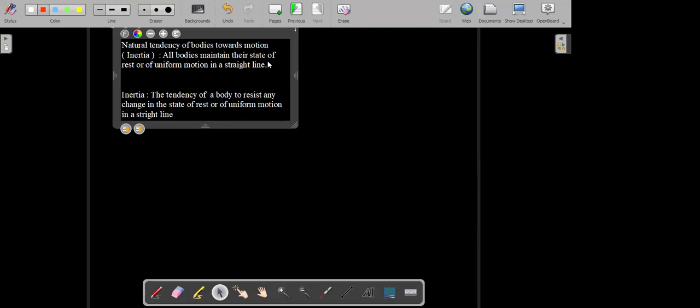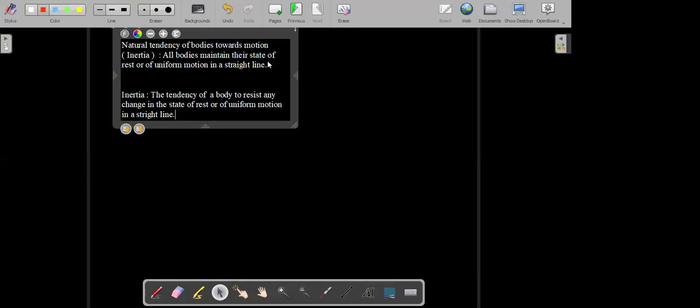So all bodies resist changes in their state of rest. They do not want to change their state, they resist it, and this we call inertia. A measure of inertia is the mass. So what is inertia? How do we measure it? We'll see two different aspects of how we measure the inertia of an object. Inertia is the tendency of a body to resist any change in the state of rest or of uniform motion.